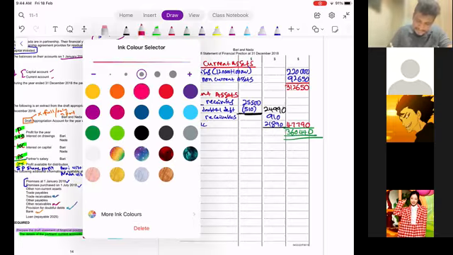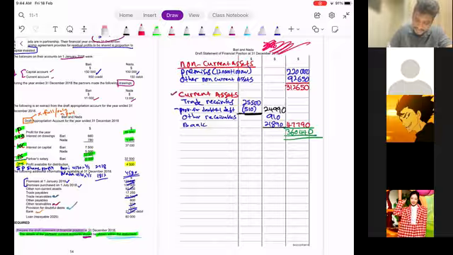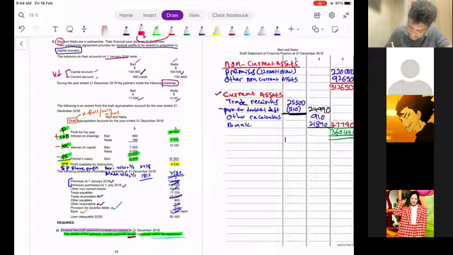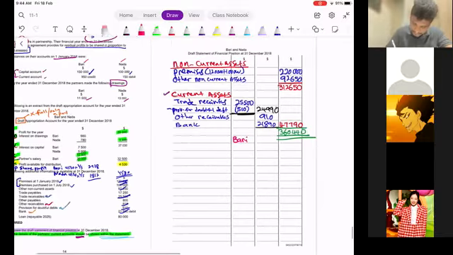Whatever I write in this color is actually new. Only for the partnership we have this. So we have two partners, Bari and Nada. Whichever name comes first, that's the name you need to write here. Whichever comes next, you write next. Bari, Nada, and total.